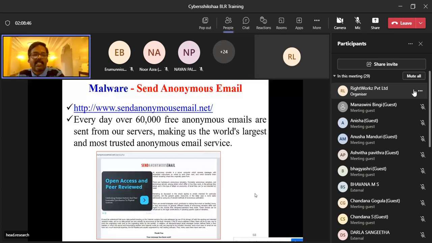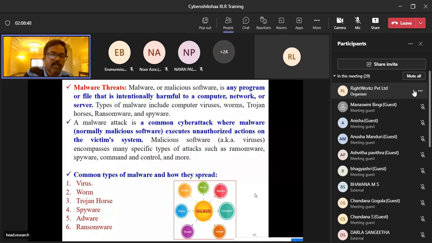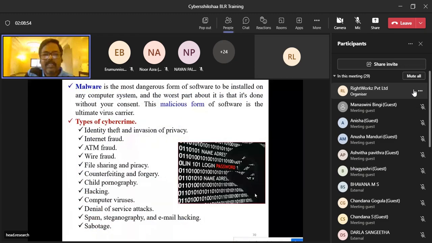Then malware threat examples: virus, worm, Trojan horse, spyware, adware, ransomware. Malware is the most dangerous form of software to be installed on any computer system, and the worst part about it is that it's done without your consent.